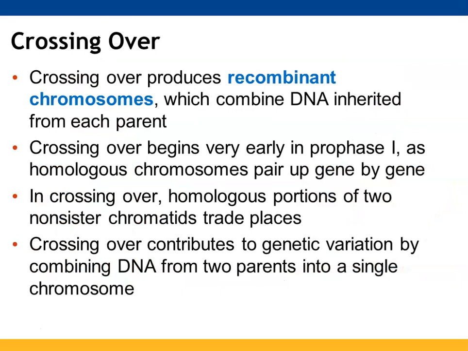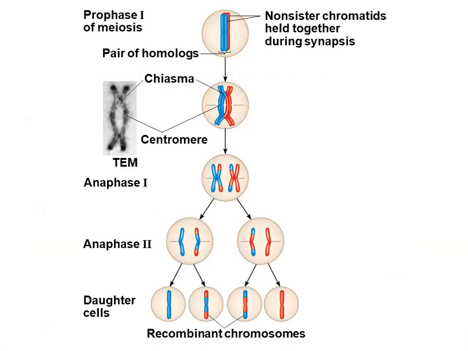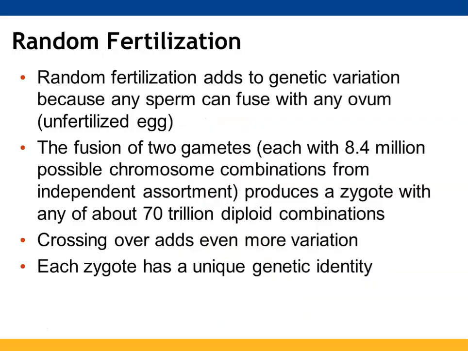Crossing over is where the pieces of the chromosomes basically switch. They trade places so that alleles that were with mom's chromosome initially are now with dad's. Due to them lining up by genes and having the synapsis take place, that too can add to genetic variation with the recombinant chromosomes that are formed. And then fertilization, because you can have any sperm fused with any ovum. They each have over 8 million different possible chromosome combinations. So you put them together in a zygote, you can have 70 trillion different diploid combinations.